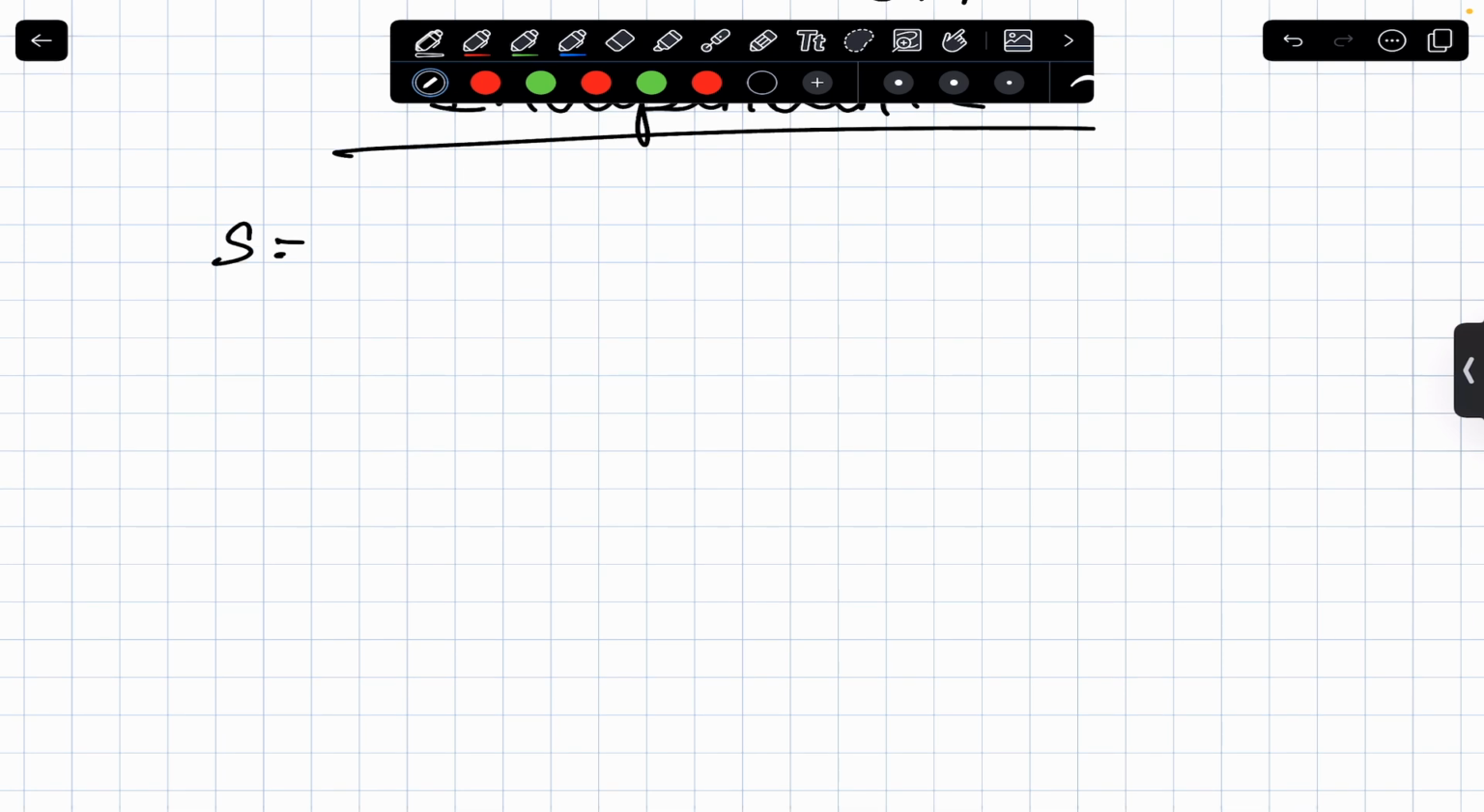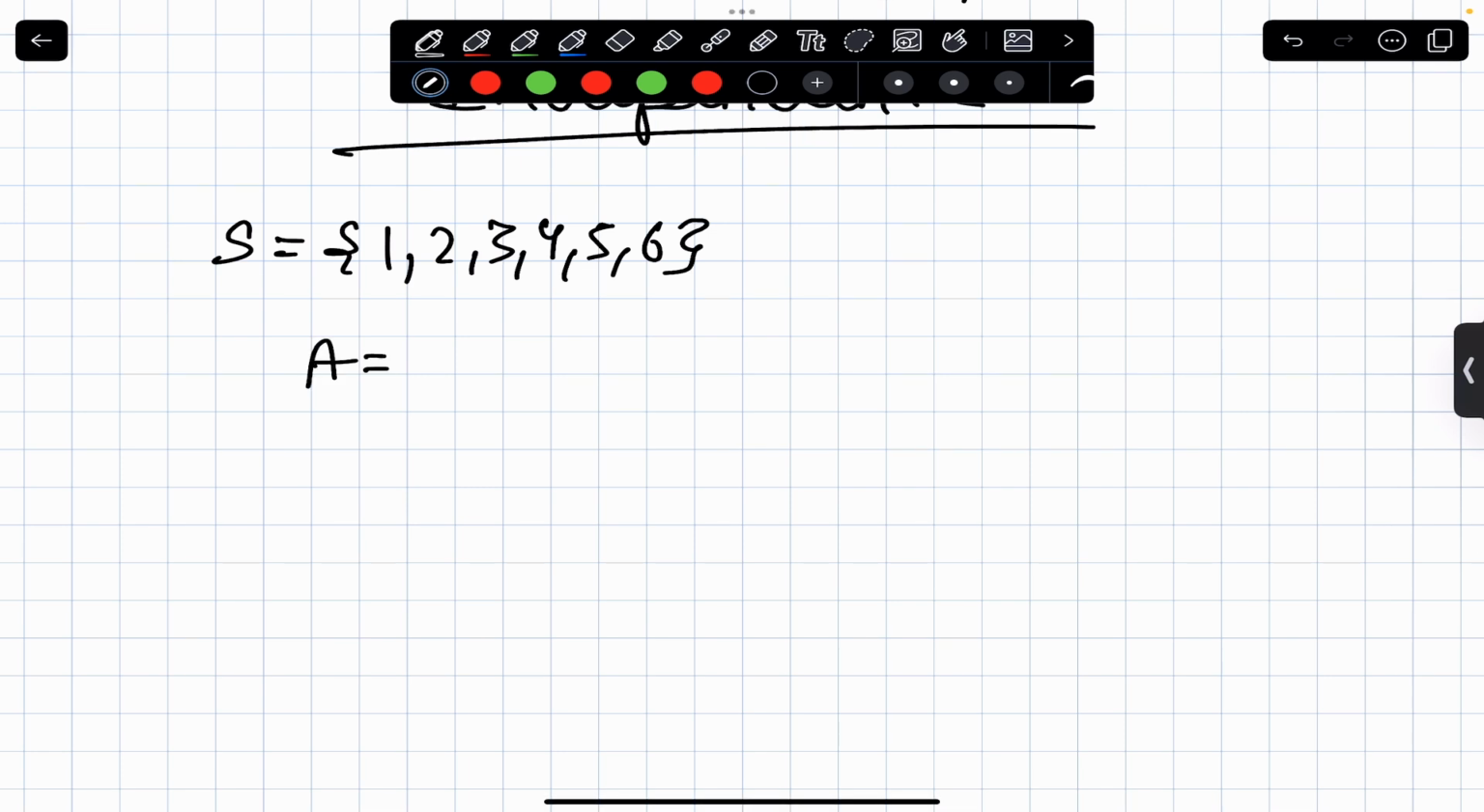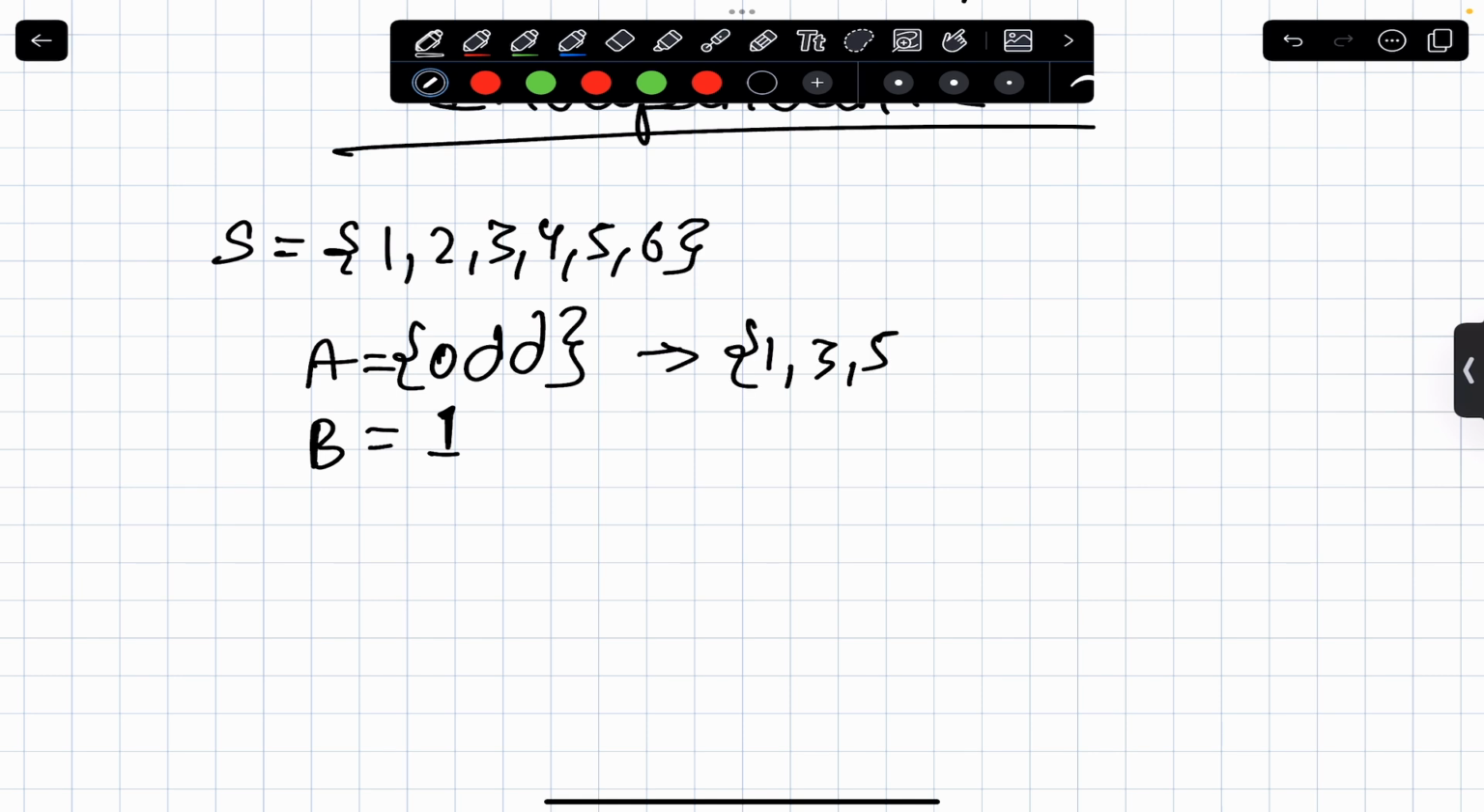We have a die. What are the outcomes? 1, 2, 3, 4, 5, 6. Now suppose we have an event which says that it will be odd, and an event which says that the die will be 1. What is the set of favorable outcomes? For odd we have 1, 3, 5, and for the other we have only 1.